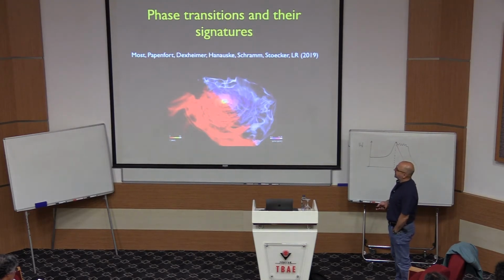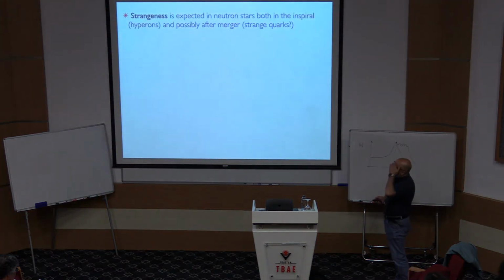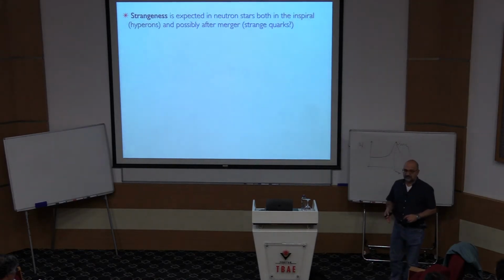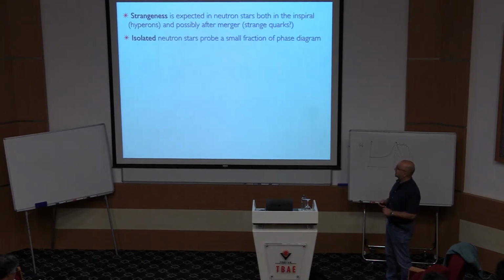The last part of my talk will be about phase transitions and their signatures. We think that strangeness, or strange quarks, can appear in neutron stars. They could appear both in the inspiral or after the merger. In particular, they could appear in the inspiral in the form of hyperons. If the density is sufficiently high, then matter, as compressed, will produce hyperons. But certainly they will be produced after the merger, because the density there becomes much larger, as matter is squeezed.